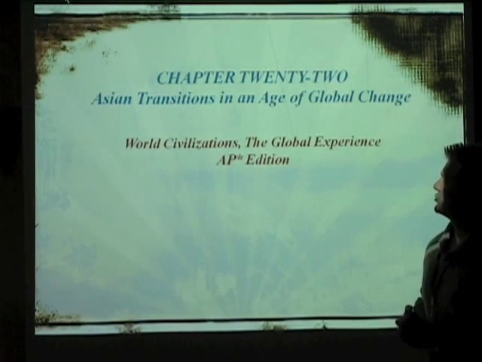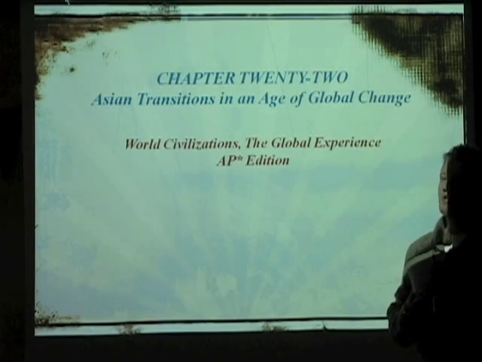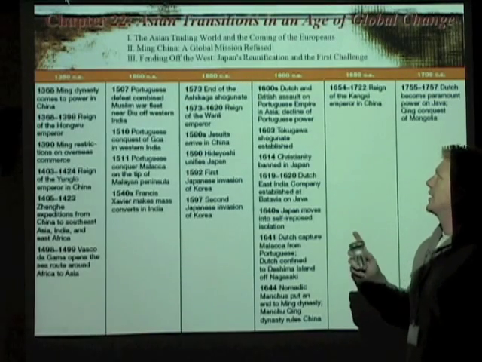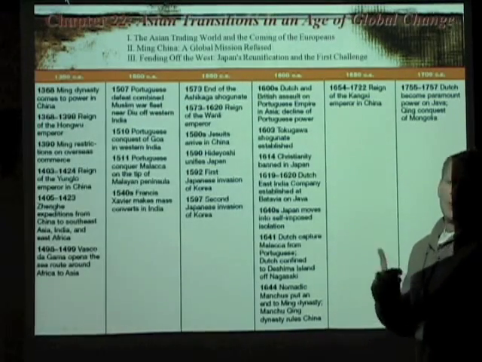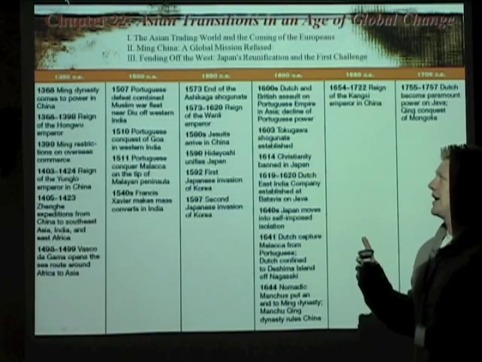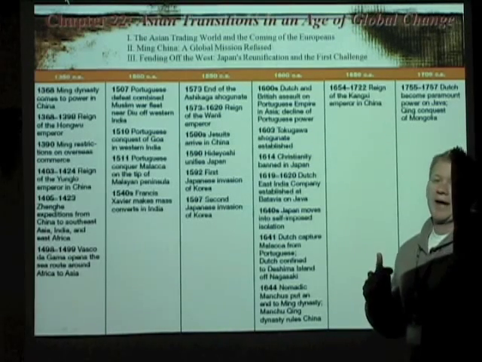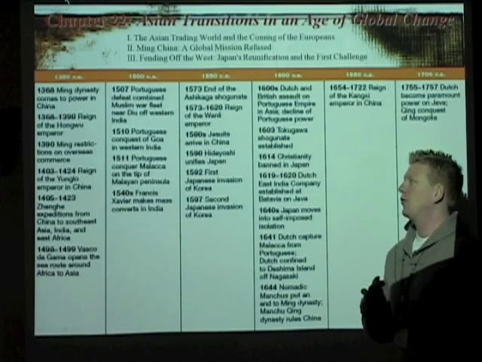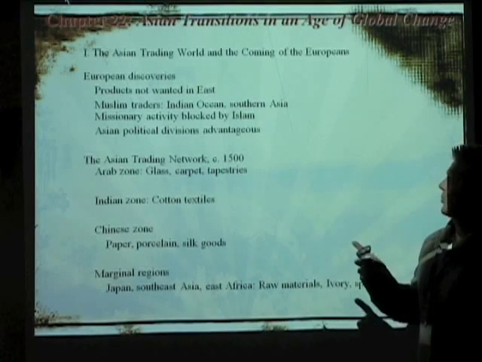Chapter 22, Asian Transitions in an Age of Global Change. We're going to be looking at the Asian trading network with the coming of the Europeans. We're going to be looking at the Ming Dynasty, and we'll be looking at Japan, its reunification, and fending off the West.